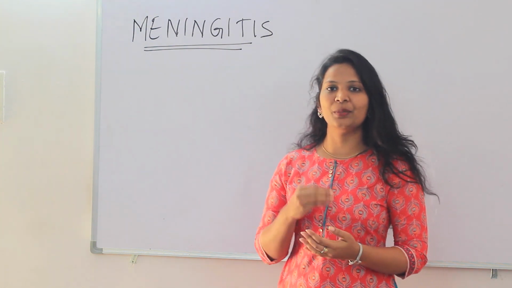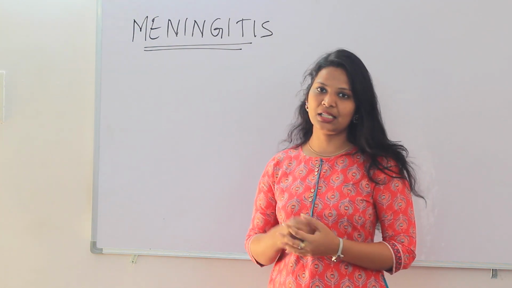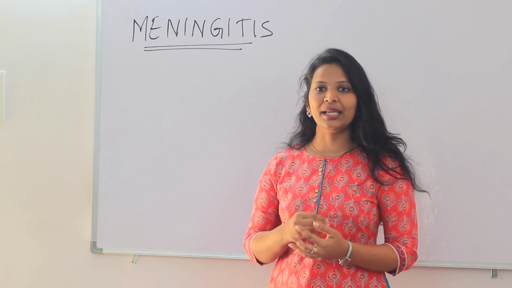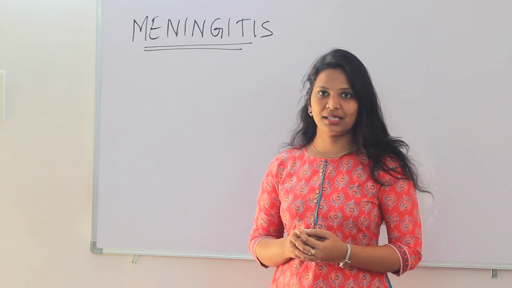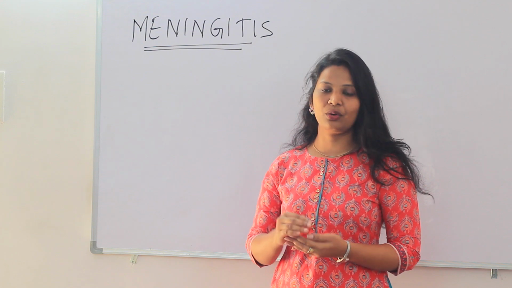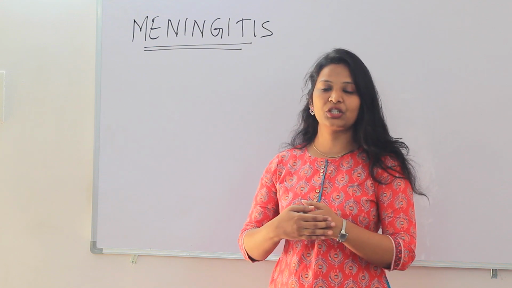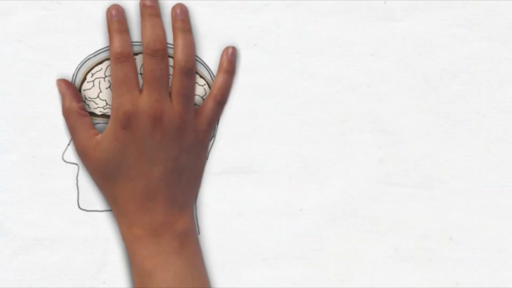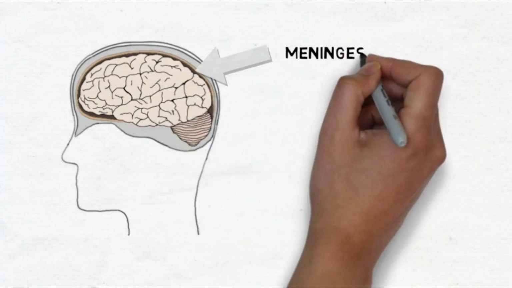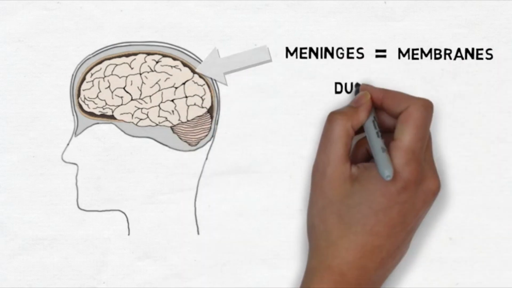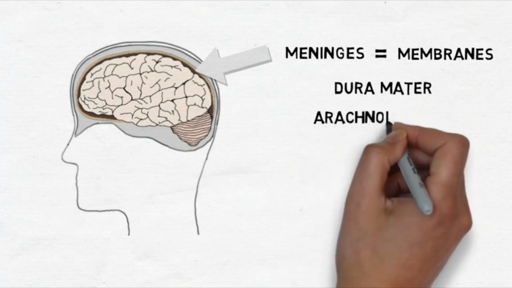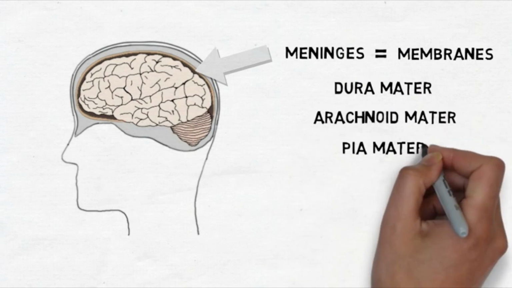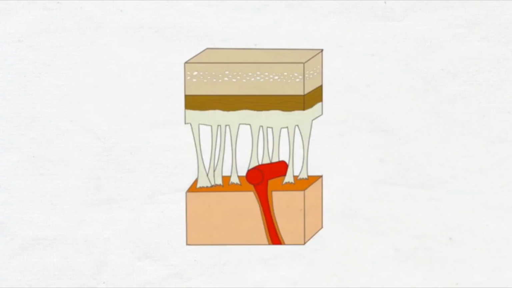Meningitis is the inflammation of the meninges that cover the brain and the spinal cord. Meninges is the Greek term which means membranes. Membranes surround the brain and spinal cord, which forms a protective layer which surrounds the brain. As I told you, meninges means membranes. It consists of Dura Mater, Arachnoid Mater and Pia Mater. Now let's see in detail about the layers.